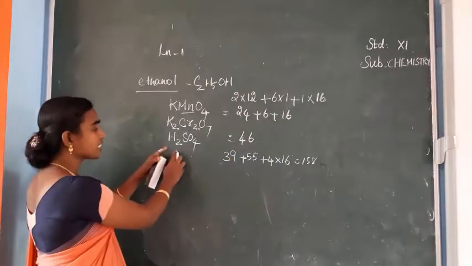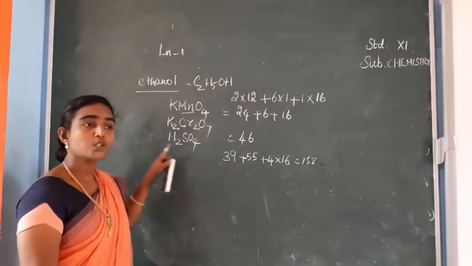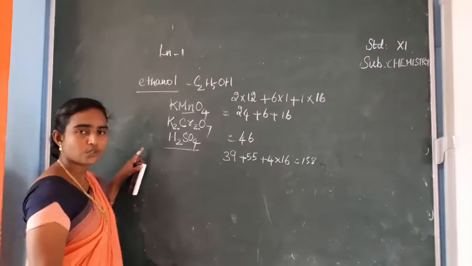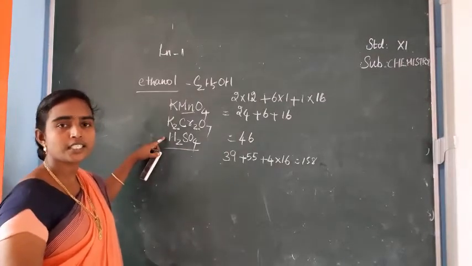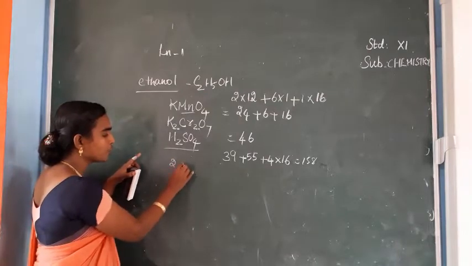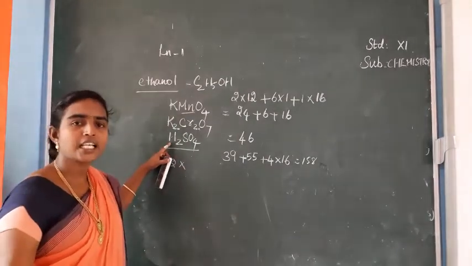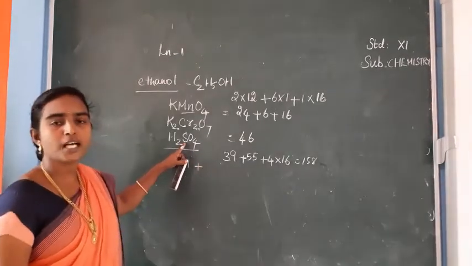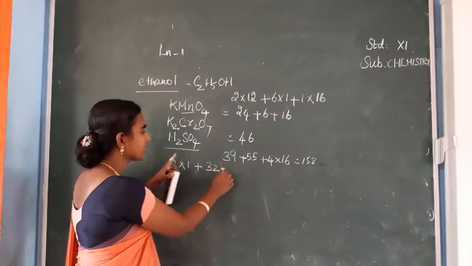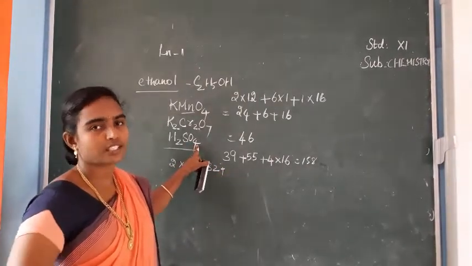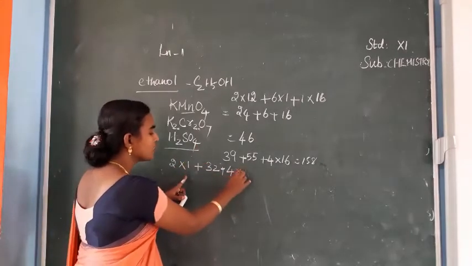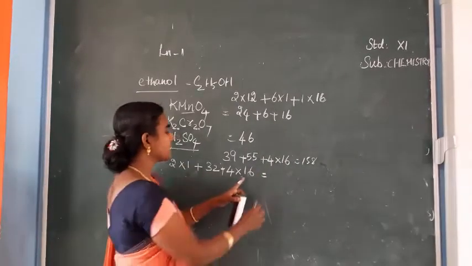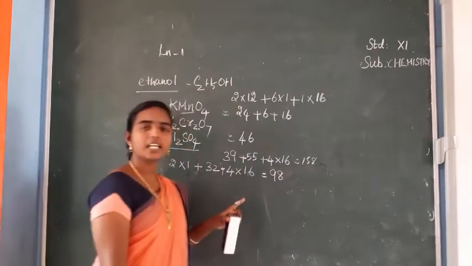Okay. The sulfuric acid formula is H2SO4. How can we calculate the molecular mass? If we are considering H2SO4, how many hydrogen atoms are there, students? 2 hydrogen atoms. So 2 into the atomic mass of hydrogen, which is 1, plus sulfur, what's the atomic mass? It is 32, plus how many oxygen atoms are there? 4 oxygen atoms, so 4 into 16. After multiplying, when you add the numbers, you will get 98. Is it clear, students?